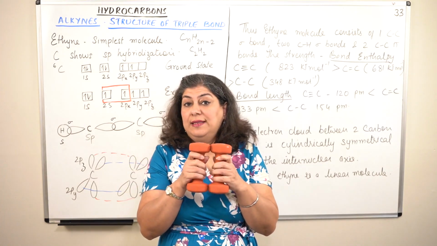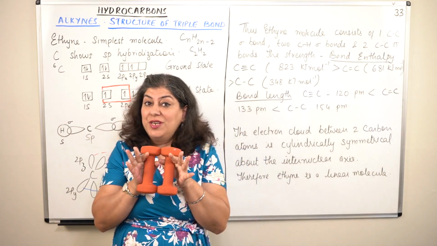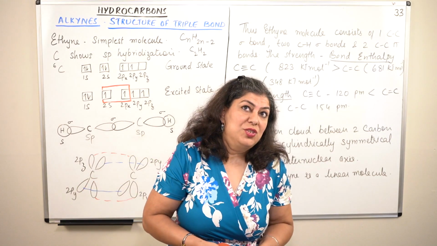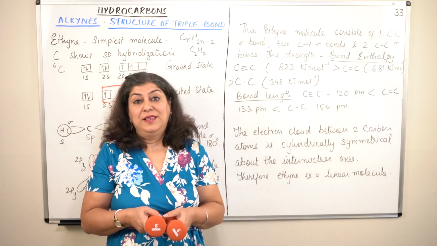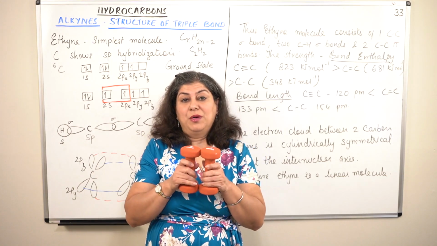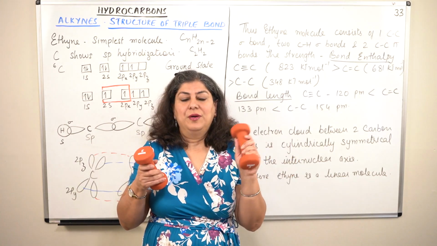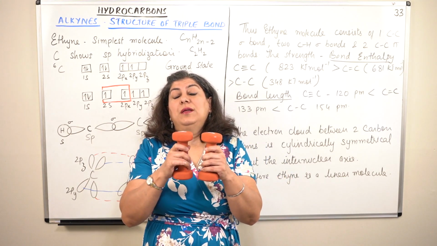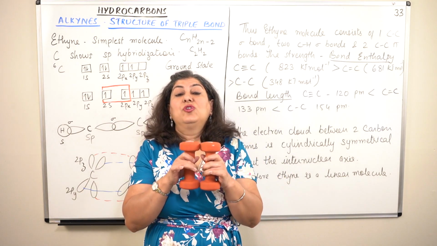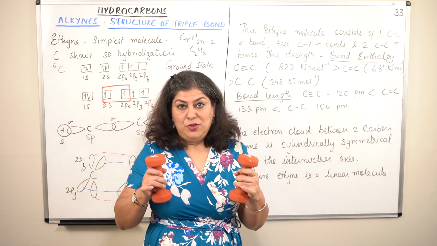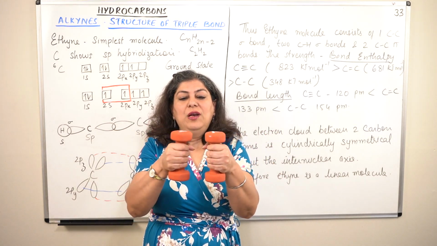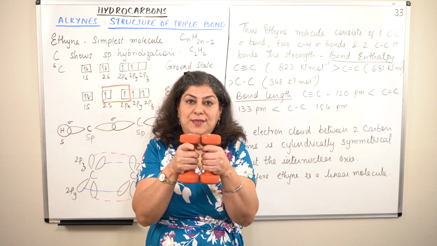Again, I told you that orbitals are imaginary spaces, where the possibility of finding the electrons is maximum, more than 95% or 98%. It is the possibility of finding the electrons of that orbital in that area. So it is an imaginary space. So these two lobes will overlap each other sideways.